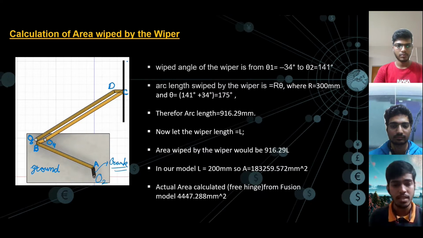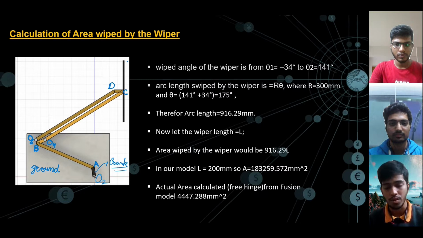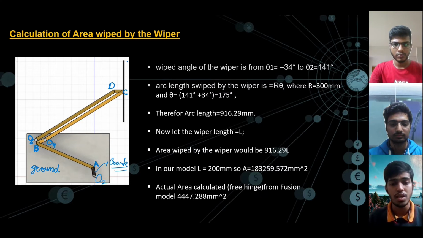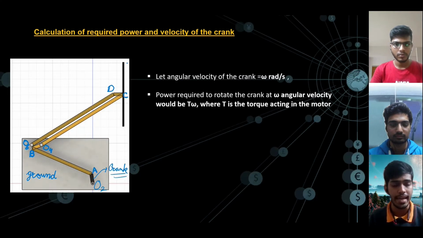Now let's say the wiper length is L, which will be kept as a parameter to get different values of the area with respect to the wiper length. After we put our wiper length L as 200 millimeter, which we have used in our model, the area came out to be 183.253 millimeter square. But the problem is we assumed that the hinge C will be fixed, which in actual mechanisms is not the case. So we calculated the actual area using Fusion 360, and that came to be 4447.288 millimeter square.